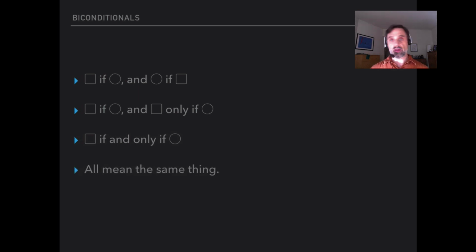And yeah, they all mean the same thing, and the most concise way to say it is the last, square if and only if circle. Why? Well, because we don't have to repeat square, and we don't have to repeat circle. Of course, here square and circle are short, but when they're actual sentences, they're much longer, and so even here, the last one we can see is the most concise.